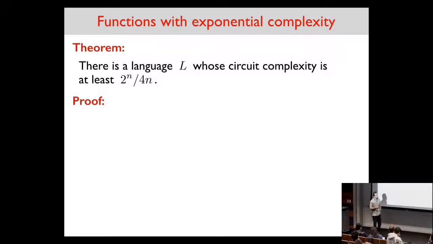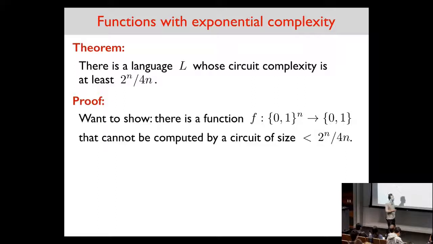So how does the proof of that go? It's quite neat, actually. Let me show you. We want to show that there is a function f from {0,1}^n to {0,1} that cannot be computed by a circuit of size less than 2 to the n over 4n. Okay? If such a function exists, then we'll take the union of these functions for all n, and that's the language we are looking for.